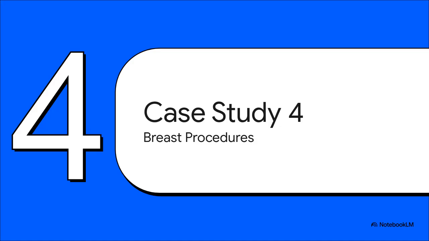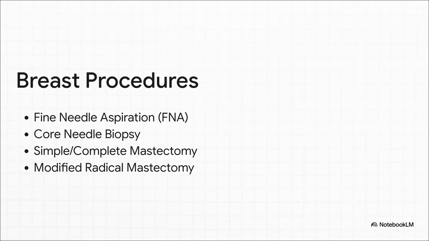Next up, case study 4, breast procedures. With breast procedures, the specific surgical technique fundamentally changes your code. Let's pause on this for a second because the differences are subtle but super important. For instance, a fine needle aspiration is vastly different from a core needle biopsy. And hey, if that core biopsy uses ultrasound guidance, you have to check if the imaging is bundled into the surgical code or not. The exact type of mastectomy matters immensely too. A modified radical mastectomy automatically includes the axillary lymph node dissection, whereas a simple or complete mastectomy just doesn't. You've got to read the operative notes closely.